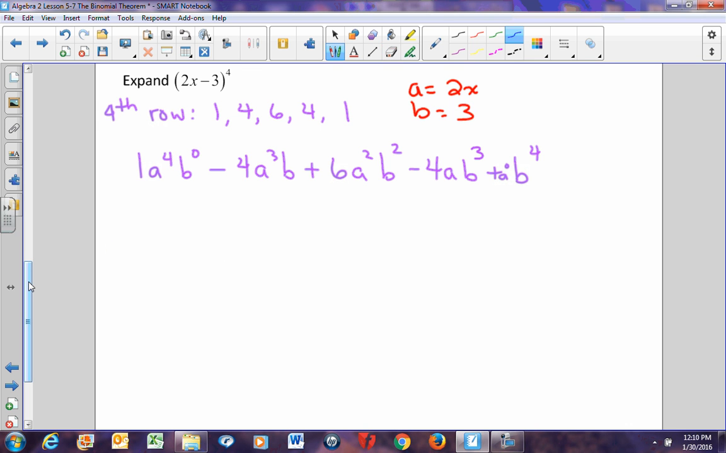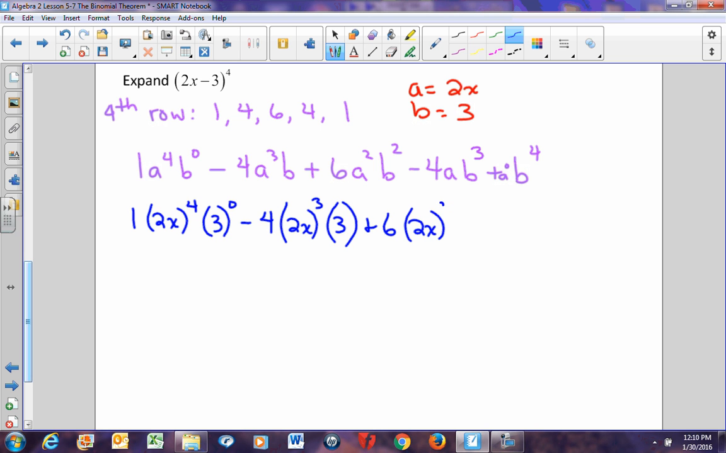So I'm going to have 1 times a, which is 2x, to the fourth power, times 3 to the 0 power, minus 4 times a, which is 2x, to the third power, times b, plus 6 times a squared, b squared, minus 4 times a, which is 2x, times b, which is 3 cubed, plus b to the fourth power. And now I get to do all the math.